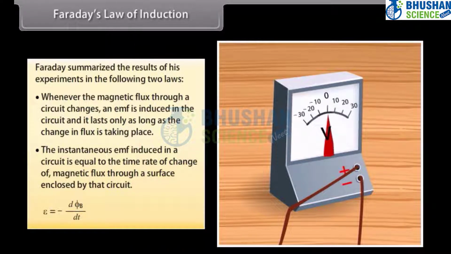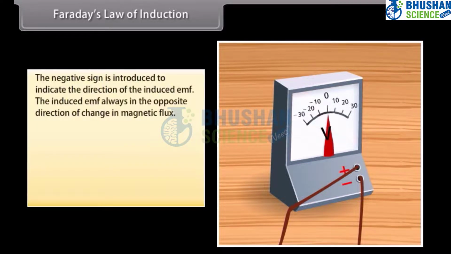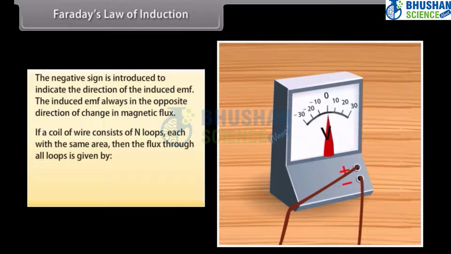E is equal to minus dΦB/dt. The negative sign is introduced to indicate the direction of the induced EMF. The induced EMF is always in the opposite direction of the change in magnetic flux. If a coil of wire consists of n loops, each with the same area, then the EMF through all loops is given by minus n dΦB/dt.